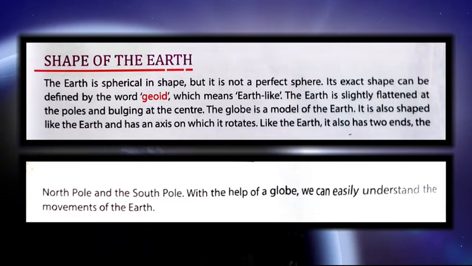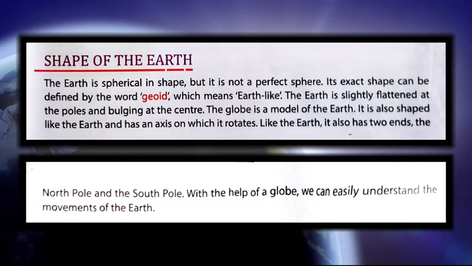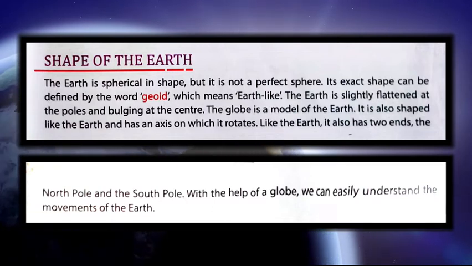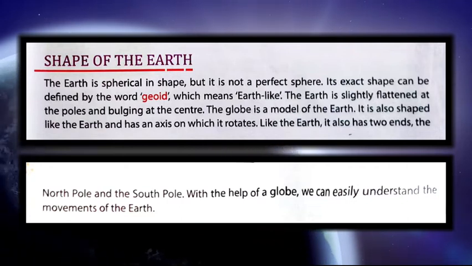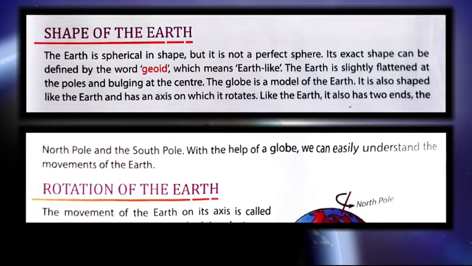You can understand everything about the earth from the globe, as the earth's model is the globe. As the globe has an axis, in the same way the earth also has an axis, an imaginary line on which it rotates. See in the given picture of the globe, at the top it's the North Pole, at the bottom it's the South Pole. Now your next point is rotation of the earth.